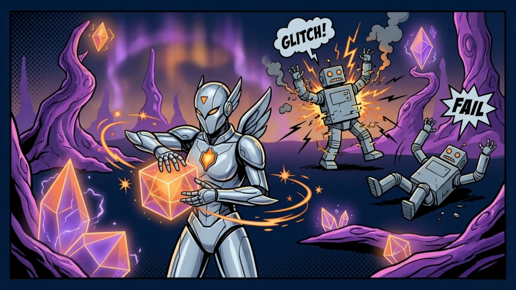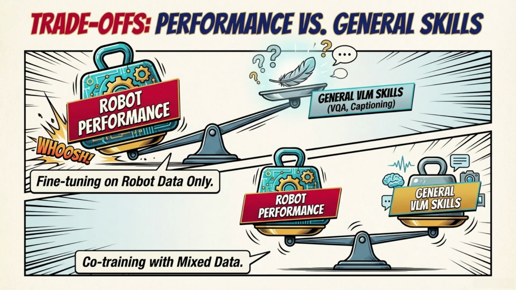The researchers explored whether fine-tuning causes catastrophic forgetting of original vision language capabilities. Testing on image captioning and visual question answering showed performance drops after robot fine-tuning. Co-training, mixing robot data with vision language data, preserved more original capabilities, though with slight decreases in robot performance. This reveals an interesting trade-off between specialization and retention of general abilities.